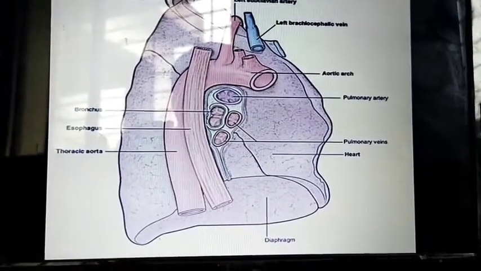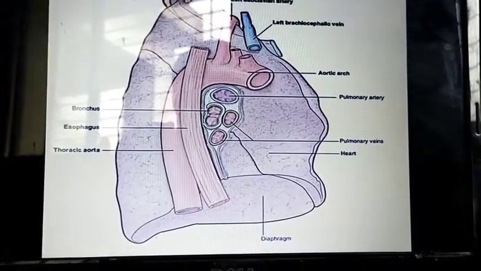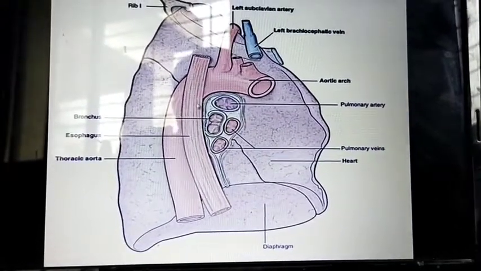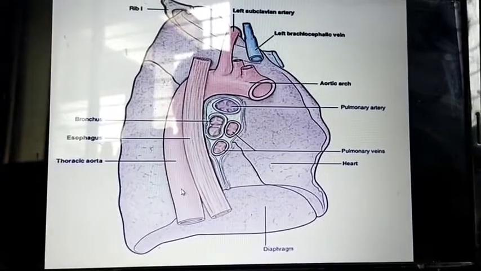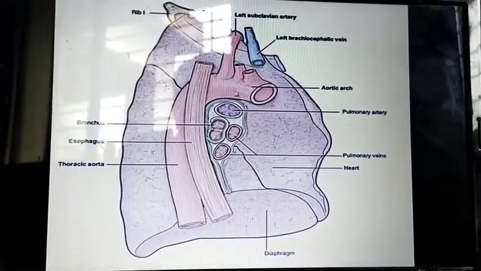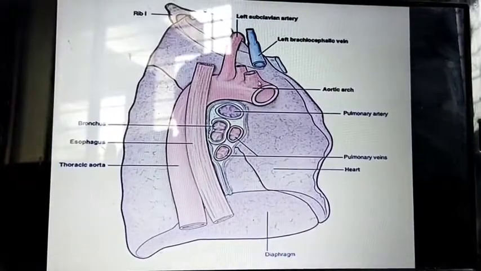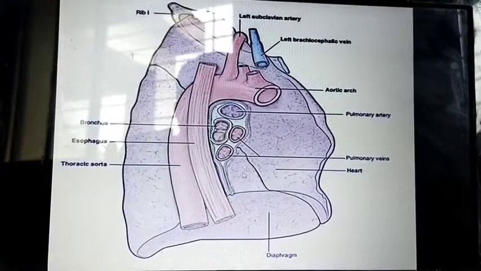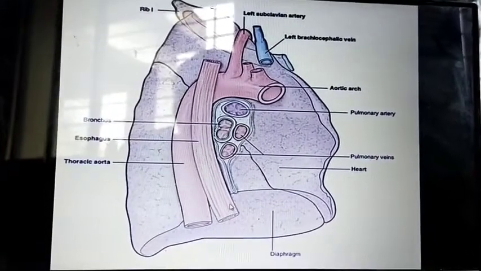This is on the left side. This is the hilum. Just behind that is the esophagus. This is the thoracic aorta, the descending aorta. This is for the arch of aorta. This is for the left subclavian. This is the left brachiocephalic vein, and this is the cardiac impression. Like that.